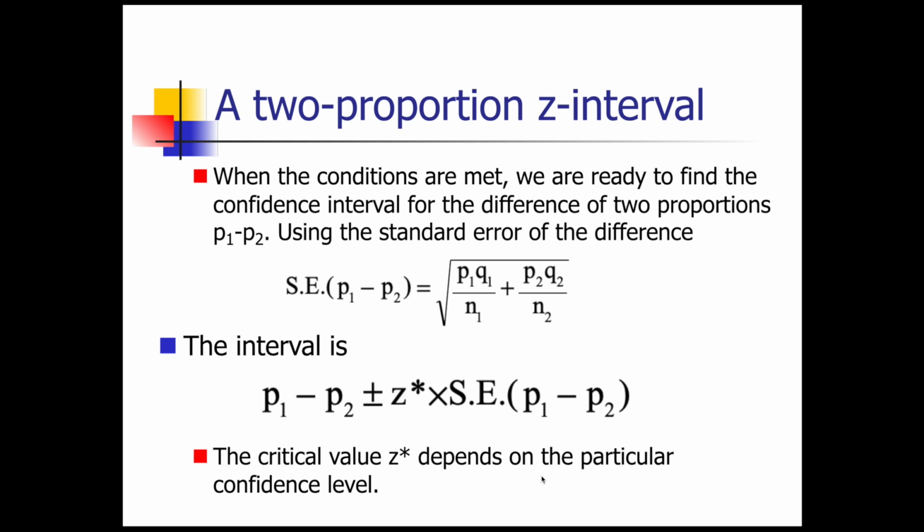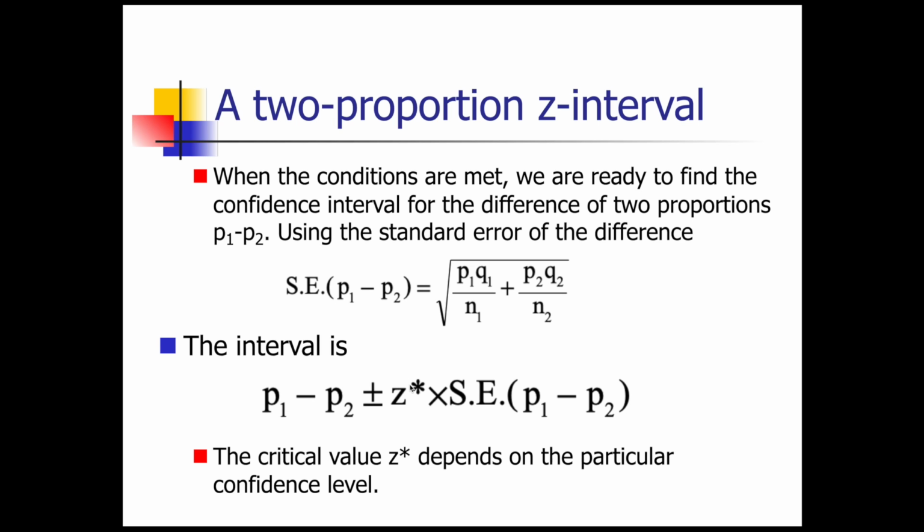Okay. We get two new tools: the 2 prop z interval and the 2 prop z test. The 2 prop z interval formula looks like this. The first part is P1 minus P2, the expected difference. We would expect to have a difference, so we'll just subtract the two.